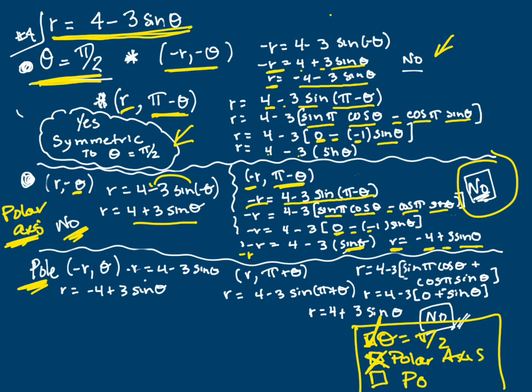And then let's check the pole. First checking the pole, you change r to negative r, but keep theta the same. And so that would be negative r equals 4 minus 3 sine theta. Multiplying that through, you're not going to get the same thing. So now we change it to r and pi plus theta. So here's us doing that, changing it to sine pi cosine theta plus cosine pi sine theta, and you end up with 4 plus 3 sine theta, which is not minus 3. This is wrong, so that would be a no. So it's just symmetric to theta equals pi over 2.